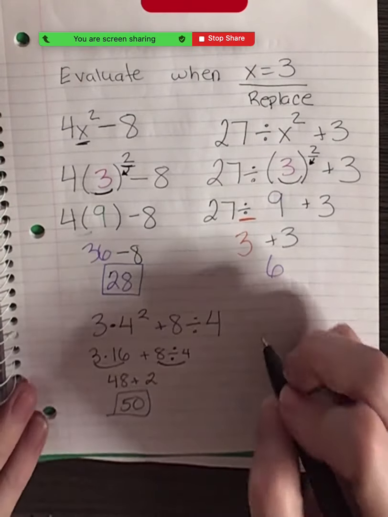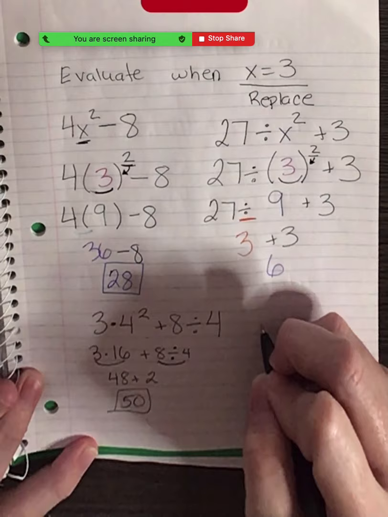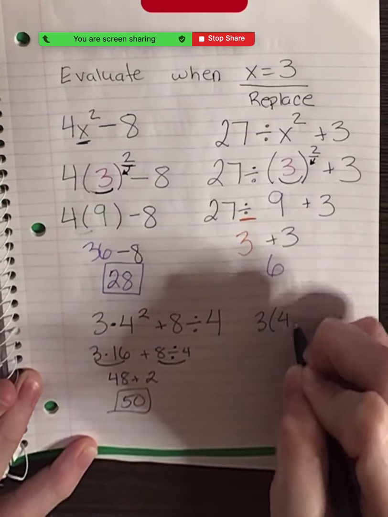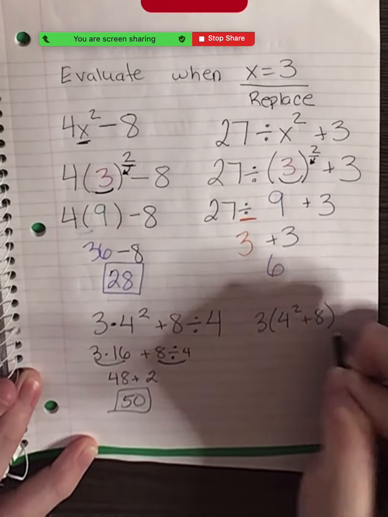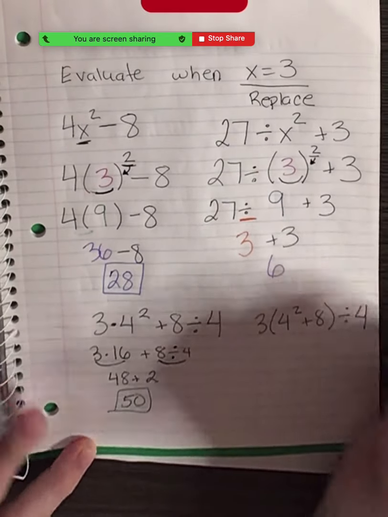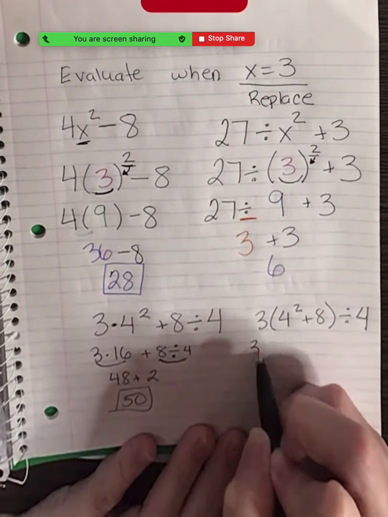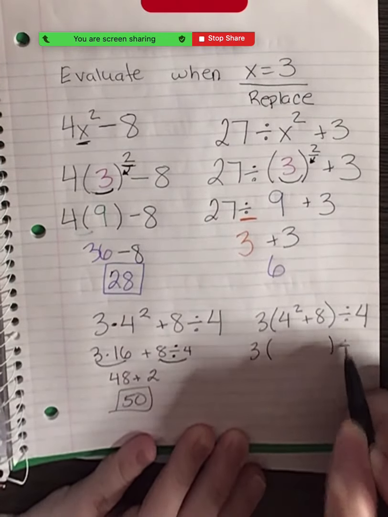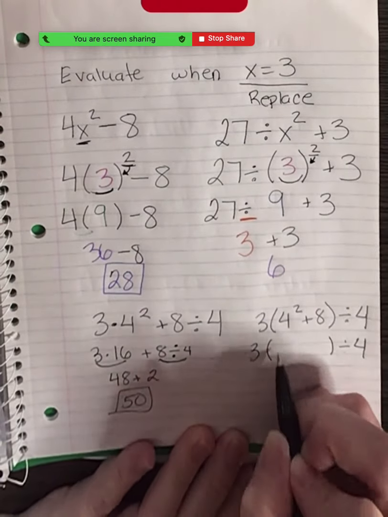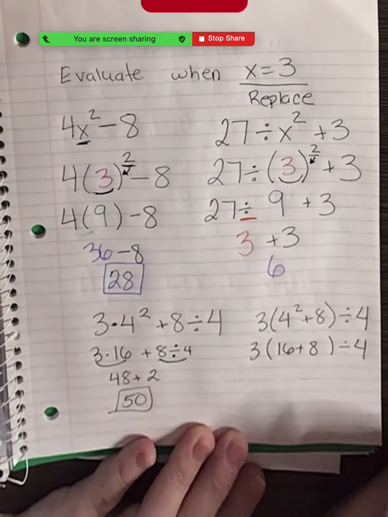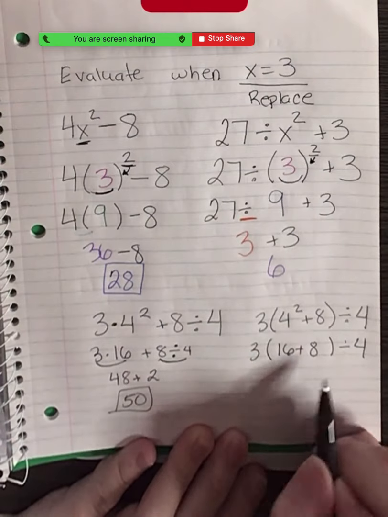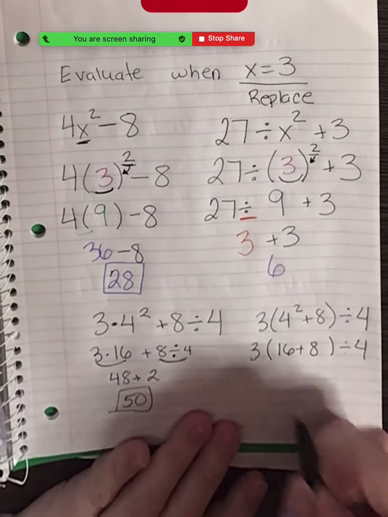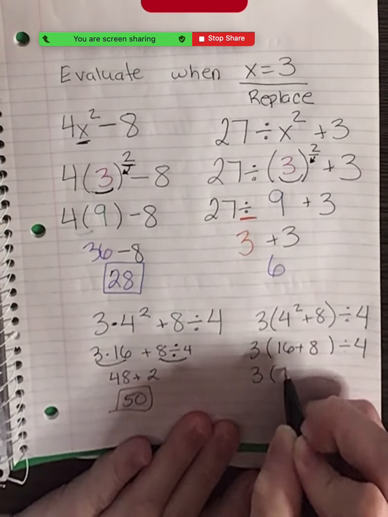If I take the same expression, but I add in parentheses around the 4 squared plus 8, okay? It tells me to do what's inside my parentheses first. So 4 squared is 16, but then I still have an operation inside the parentheses. So it tells me to add first. So 16 plus 8 is 24.